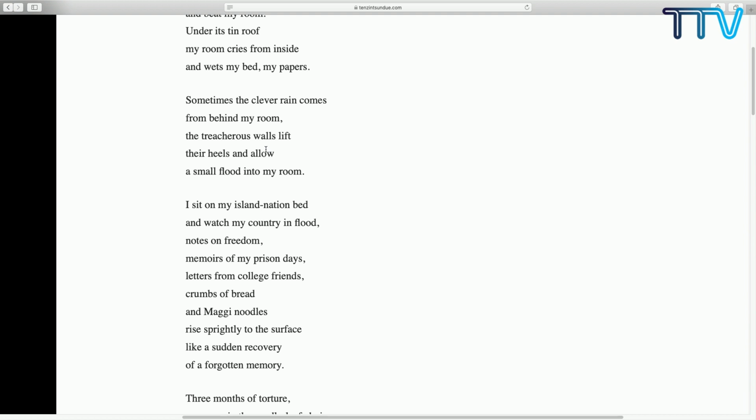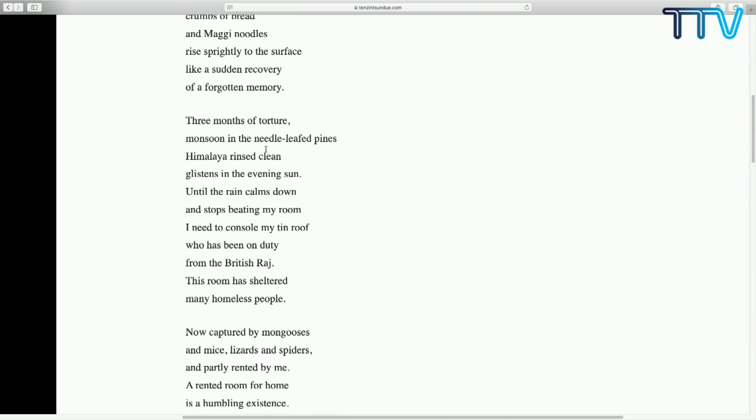Look at the vivid description, how his room looked like when it rains. And watch my country in flood, notes on freedom, memos of my prison days, letters from college friends, crumbs of bread and Maggie noodles rise sprightly to the surface like a sudden recovery of a forgotten memory. Yes, so if you go through, it's a long poem.